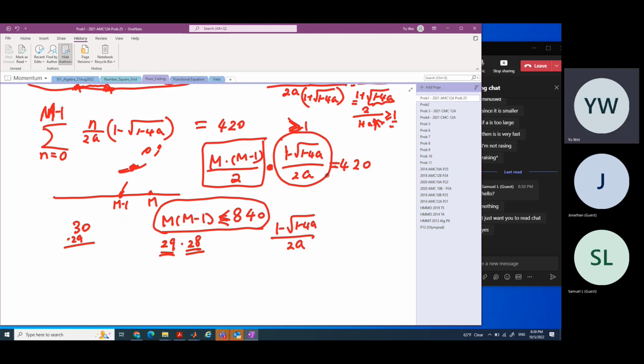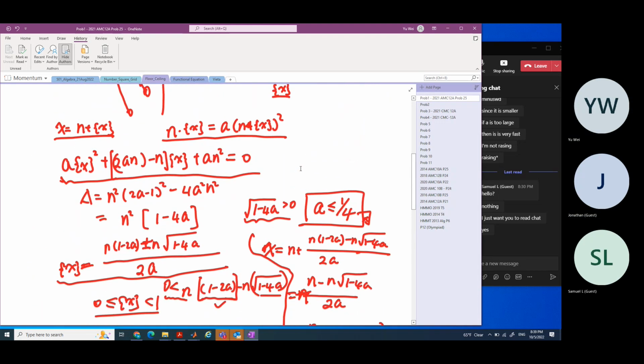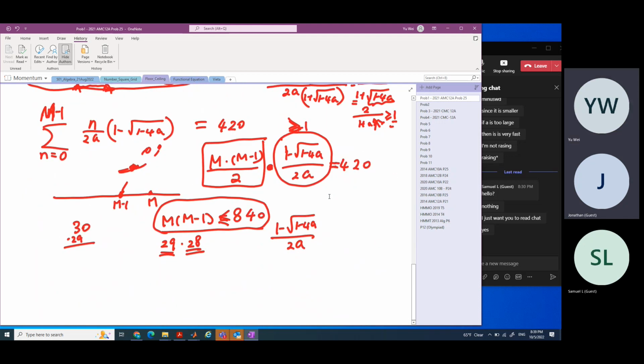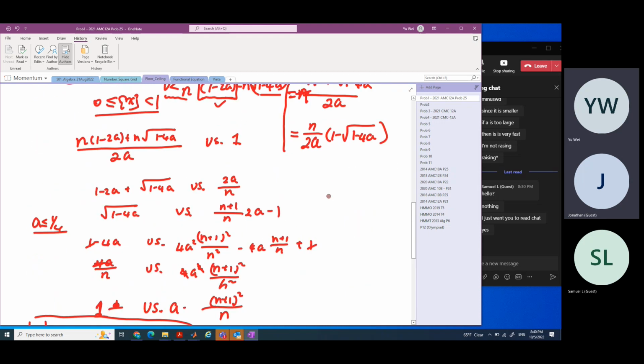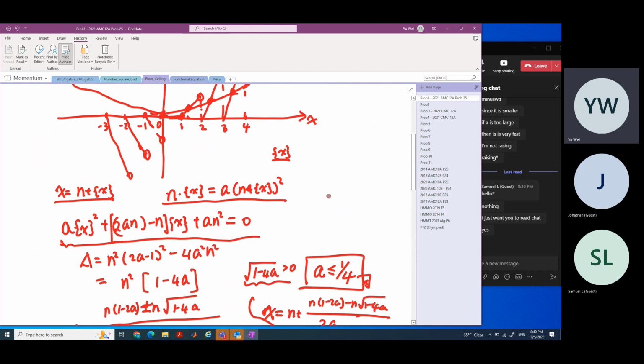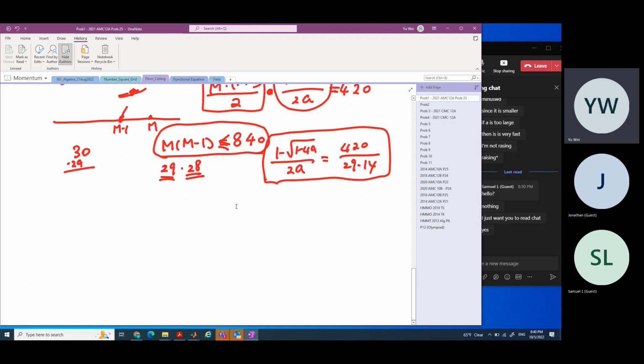You need to be really close because A needed to be here. Less than or equal to a quarter? Yeah. So now you can do the 420, right? Over what? Is that 29 times 14? Yeah. Now can you solve the A? Yeah. Okay. If you solve the A, A equals 29 over 900.